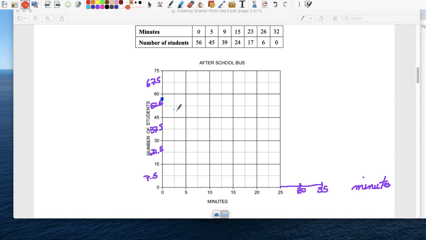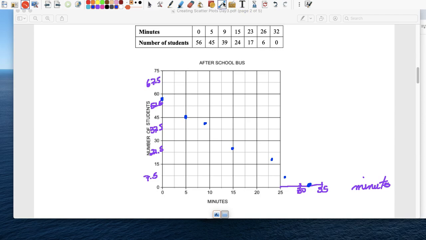Put a blue dot. 5 minutes after, how many kids are left? We have 45 left. 9 minutes after, we are left with 39 kids, so it's about here. 15 minutes, we're left with 24 kids, which is about here. 23 minutes, that's about 22.5, we're with 17 kids on the bus. 26 minutes, we had 6 kids, so it's about here. And then at 32 minutes after, which is about here, we had 0 kids left.